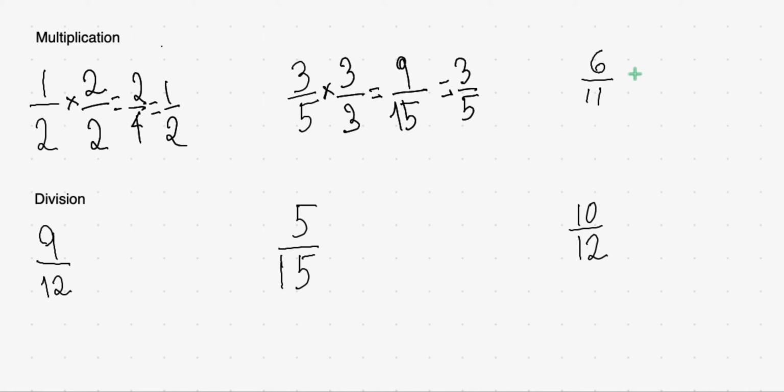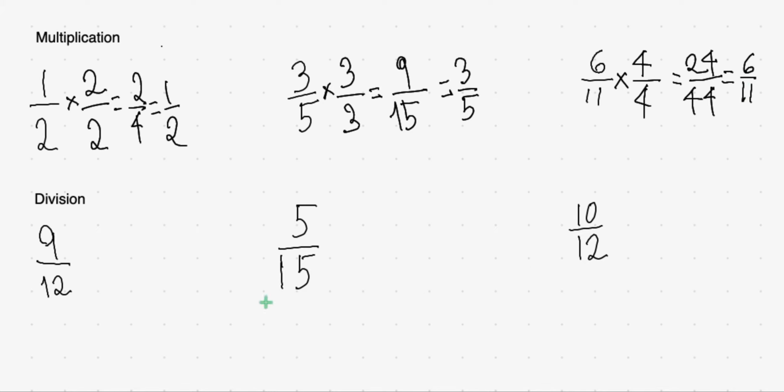Our third and final example for multiplication is 6 over 11. For this number, let's go big and multiply each number, both the numerator and the denominator, by 4. Let's multiply 6 by 4 and 11 by 4. 6 times 4 equals 24, and 11 times 4 equals 44. This means that 24 over 44 is equivalent to 6 over 11, and the other way around.